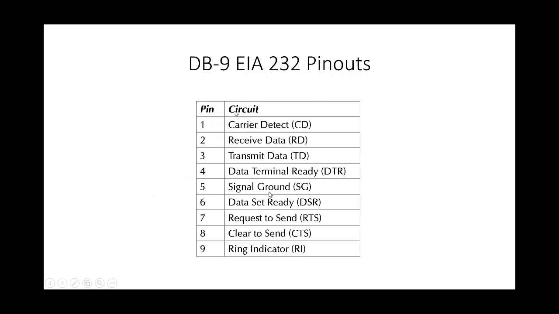Here we have it. The pins are numbered sequentially from the left. When looking at the connector, pin 1 is the first pin in the row of 5. Pin 6 is the first pin in the row of 4. Pins 2 and 3 are used to receive and send data. Pin 5 provides the ground relative to which the voltages on the other pins are measured. The other pins provide information for controlling the data flow between the DCE and the DTE, a process sometimes known as handshaking.